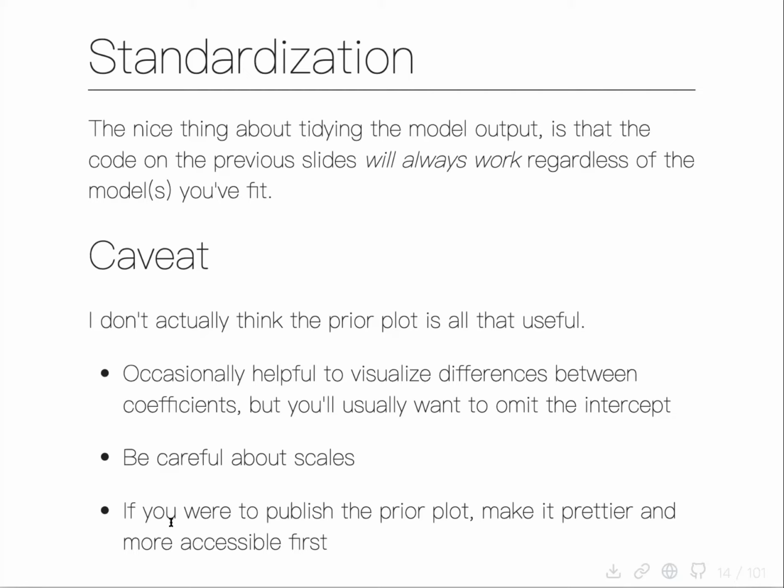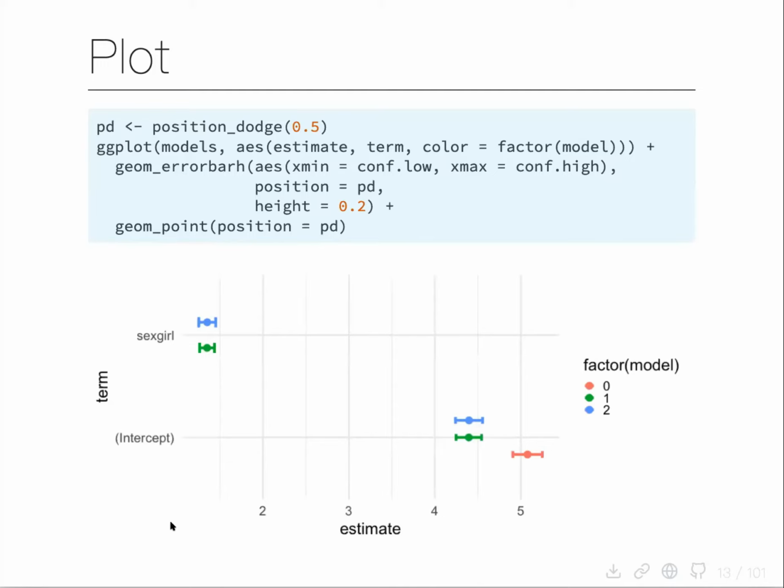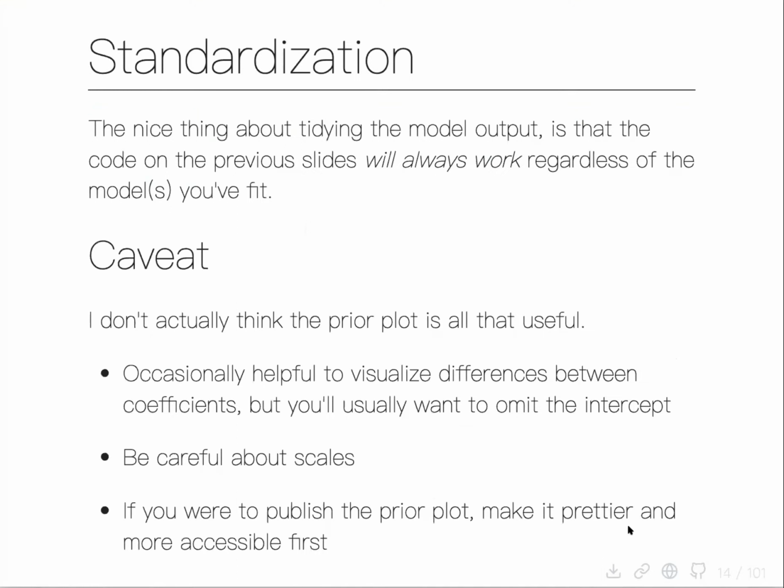If you were to say, okay, I like this plot and I want to include that in a publication, I think there's a lot of things that you should do before doing that. For instance, paying closer attention to the color and not having things like factor model. And these models should probably, instead of saying 0, 1, 2, have meaningful names. Okay, like unconditional, conditional with sex, and then conditional with sex and random intercept or random slope or something like that. Okay, but it's at least a place to get started.